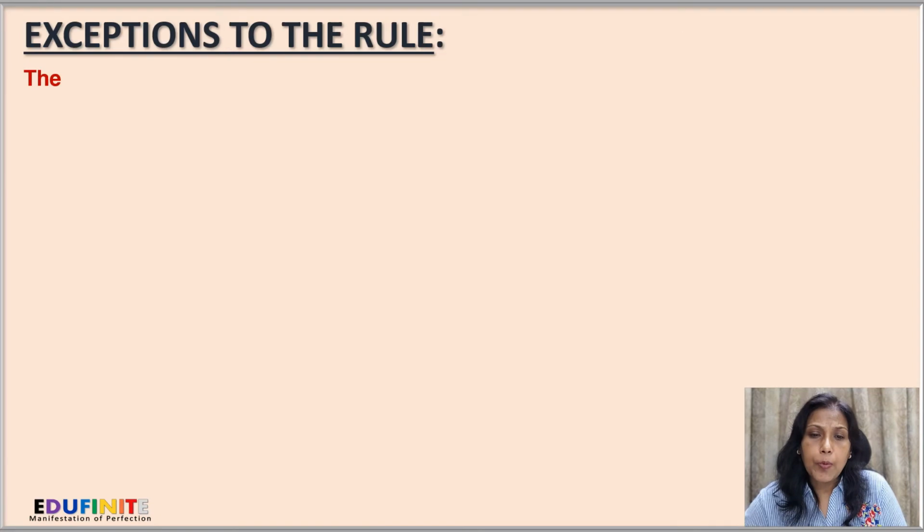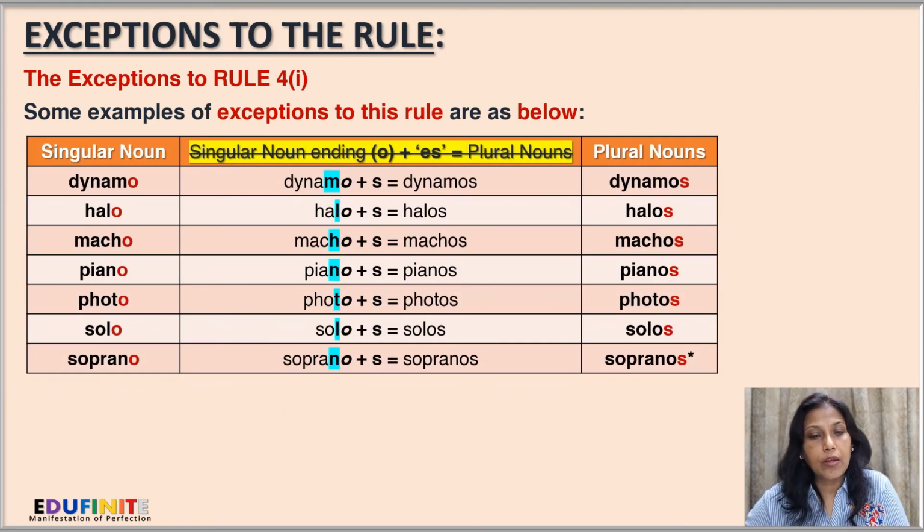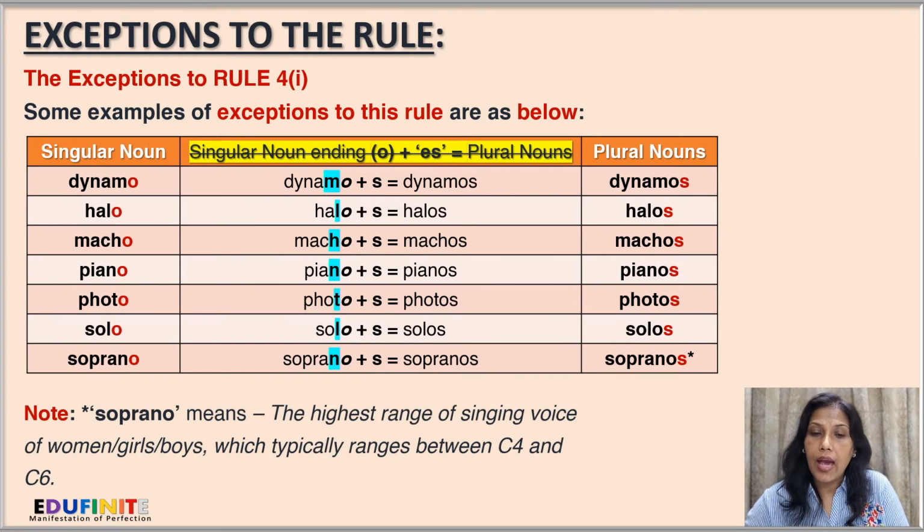Next, the exception to this rule, 4.1. Some of the examples of exceptions to this rule are as below. Like dynamo. Here it ends with O and we have M as a consonant before the O. But we don't add ES to it, we just add S to make it plural, dynamos. Next we have hallow. Similarly, we just add S and it becomes hallows as a plural noun.